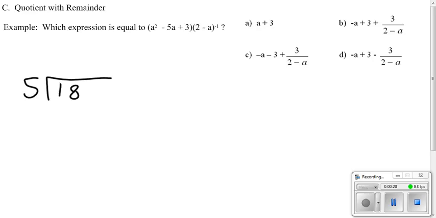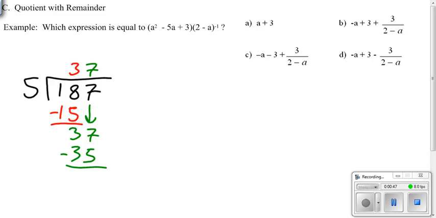So what about using 5 into 587? Well, 5 doesn't go into 1, but 5 goes into 18 3 times, and 3 times 5 is 15. So when we take 18 minus 15, that leaves us with 3. Now drop down the 7, gives us a 37, and 5 goes into 37 7 times. 7 times 5 is 35. So when we subtract that out, 37 minus 35 is 2.